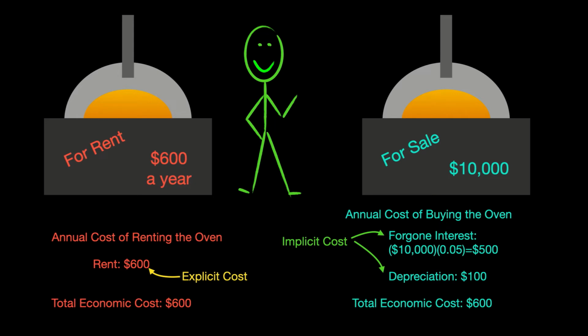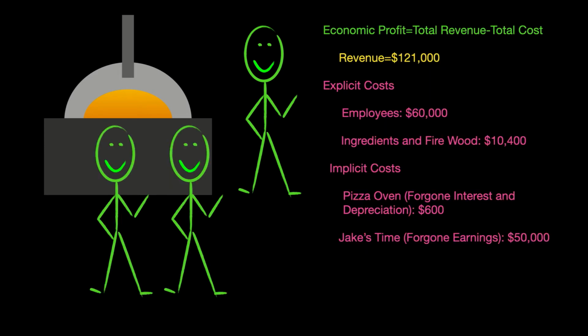A mistake I often see students make is they will assert that if a firm purchases a particular piece of capital, that it will save them money because they will no longer need to rent it. Here they are ignoring the implicit cost of owning the asset.